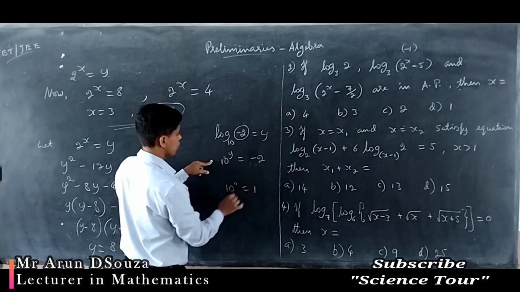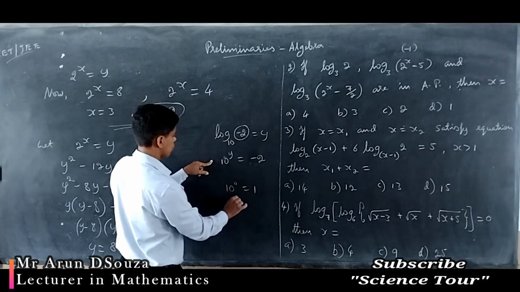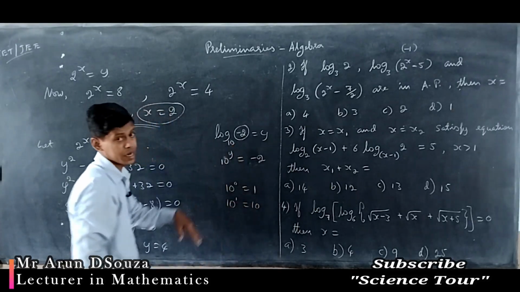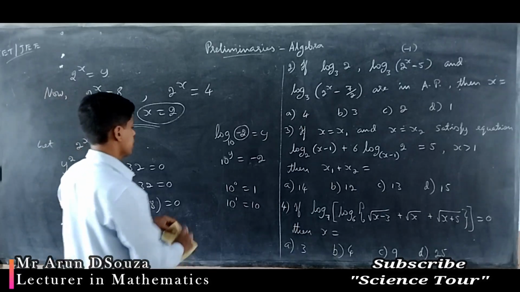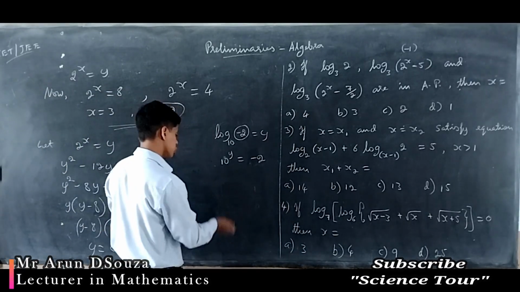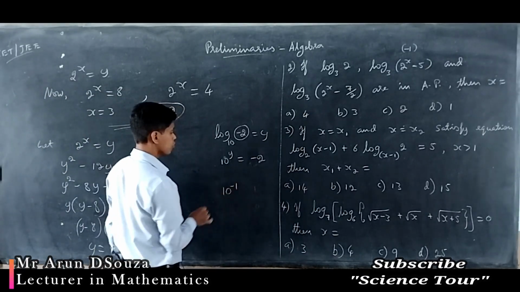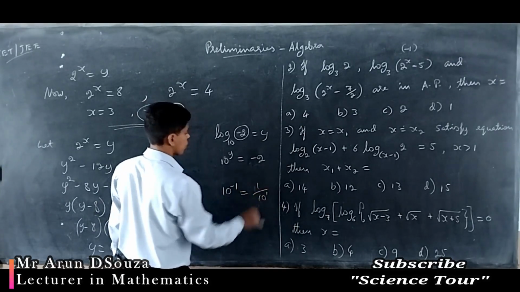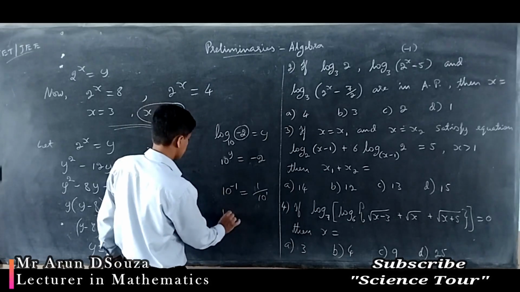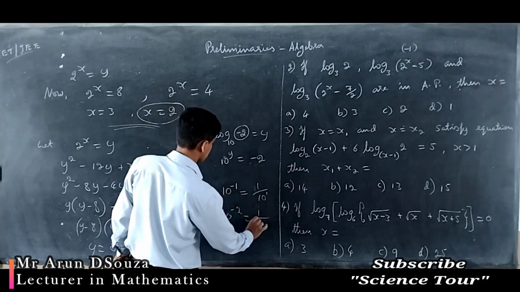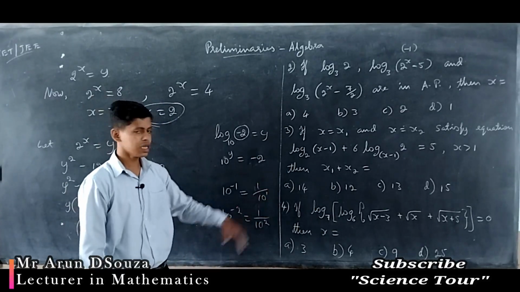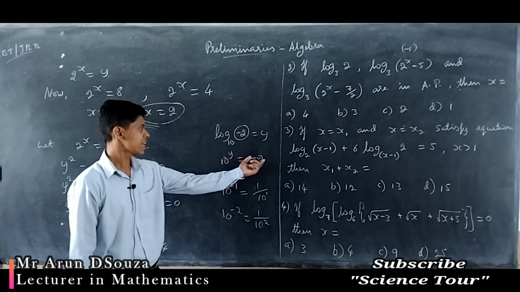10 to the power 0 is 1. What about 10 to the power 1? 10. 10 squared, 100. There you will never get a negative. What about negative powers? You may think of 10 to the power minus 1. What is 10 to the power minus 1? 1 by 10 to the power 1, which is 1 by 10. 10 to the power minus 2 is 1 by 10 squared, 1 by 100. So that will never be negative. Correct? Exponential is never negative.